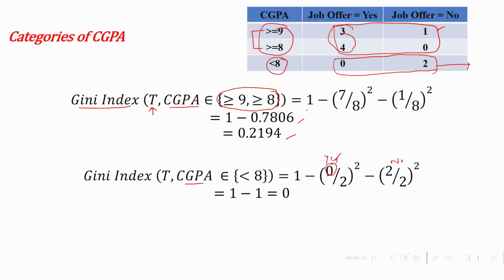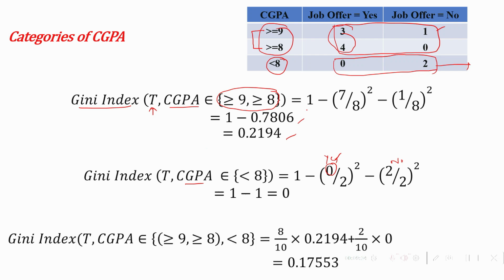Okay, 1 minus (0/2)² minus (2/2)², that is equal to 1 minus 1, equal to 0. So like that we are going to find out the Gini index of the corresponding element that is less than 8. Now we are going to find out the combination of splitting variables. Okay, this is called a major variable.